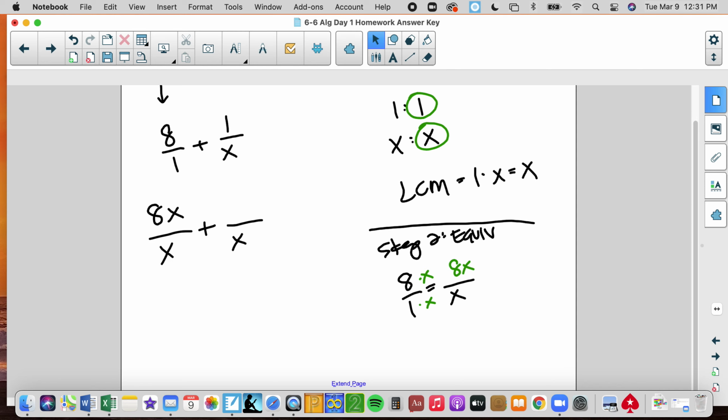And we notice that our original fraction here already has x as a denominator. So we know that that's already converted, it's already equivalent. Now we have like denominators, so we can combine their numerators over the one fraction. We can't factor the numerator, so we keep it as 8x plus 1 over x.